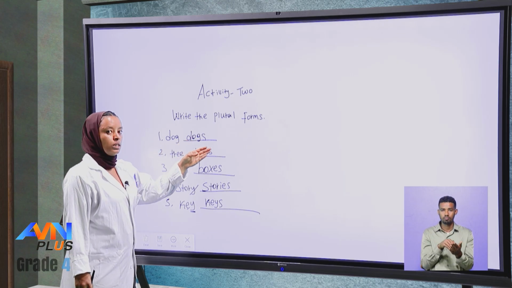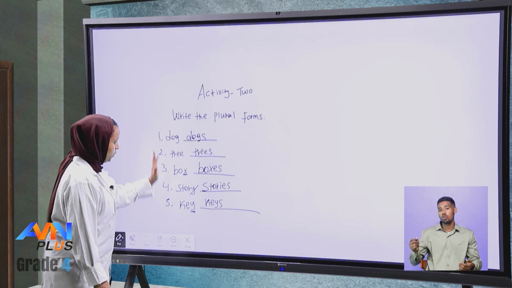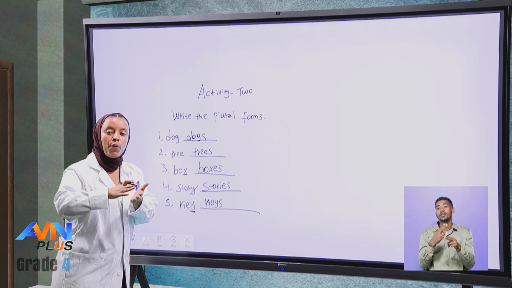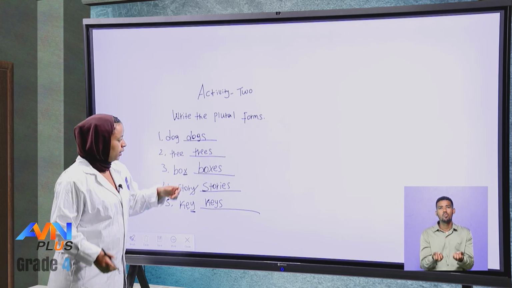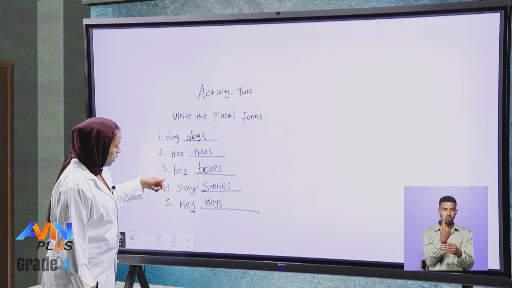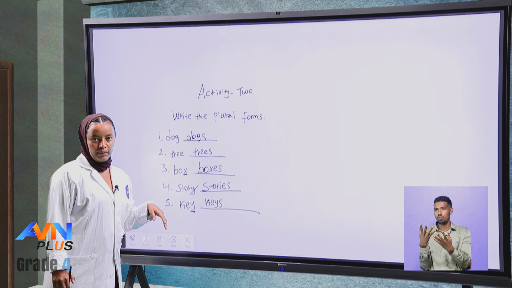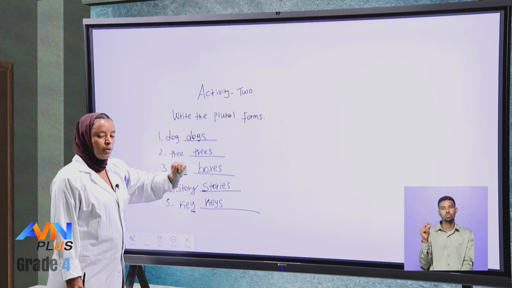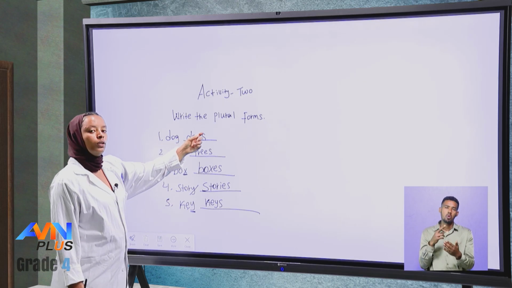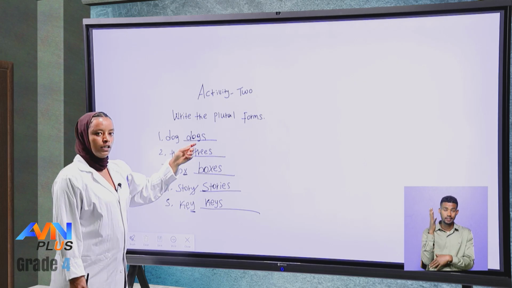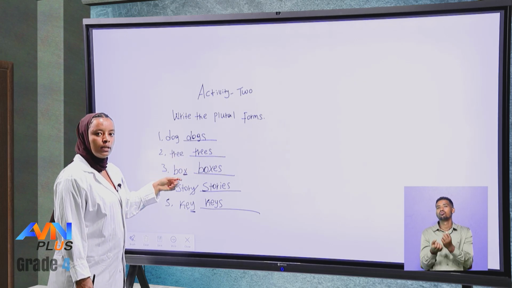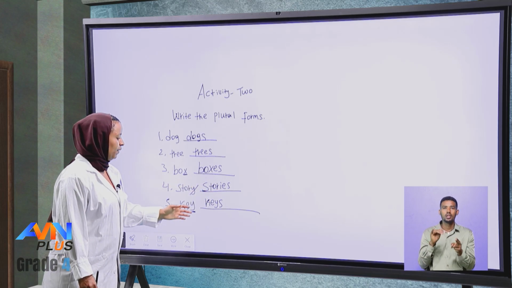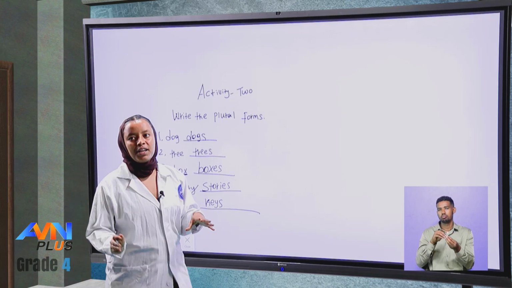Dog, dogs. All these examples are one, because nouns that mean more than one are called what? Plural. So one dog, one tree, one box, one story, one key. Dog, dogs. It might be 2, 3, and more, and many. Dog, dogs. Tree, trees. Box, boxes. Story, stories. Key, keys.